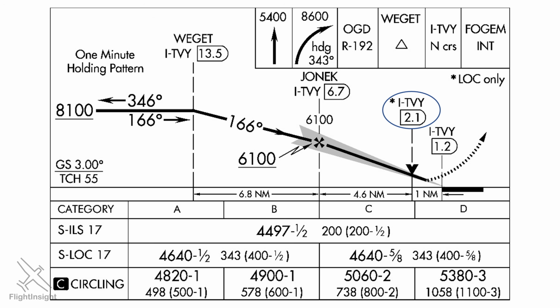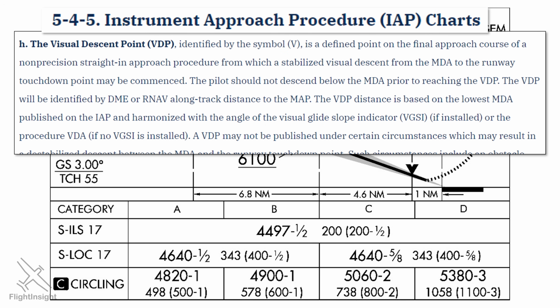What is a VDP? AIM 5-4-5 says it's a defined point on the final approach course, as it is here. It's found on non-precision straight-in approaches. In other words, you won't find it on a circling-only approach. It's the point from which a stabilized visual descent can be made from the MDA to the runway touchdown point.